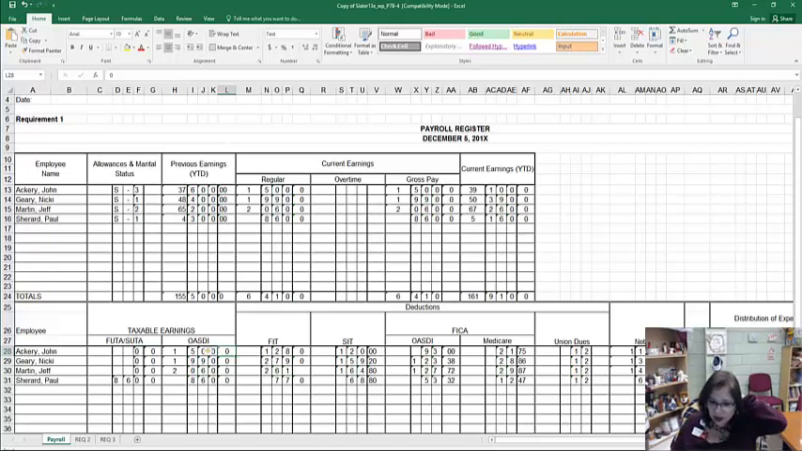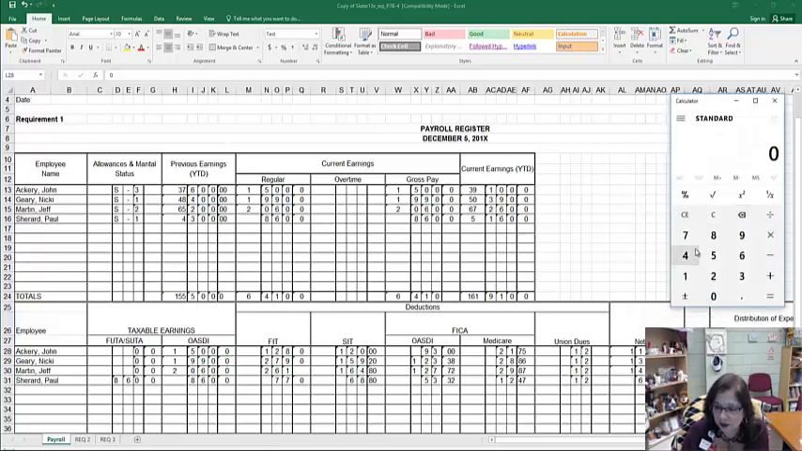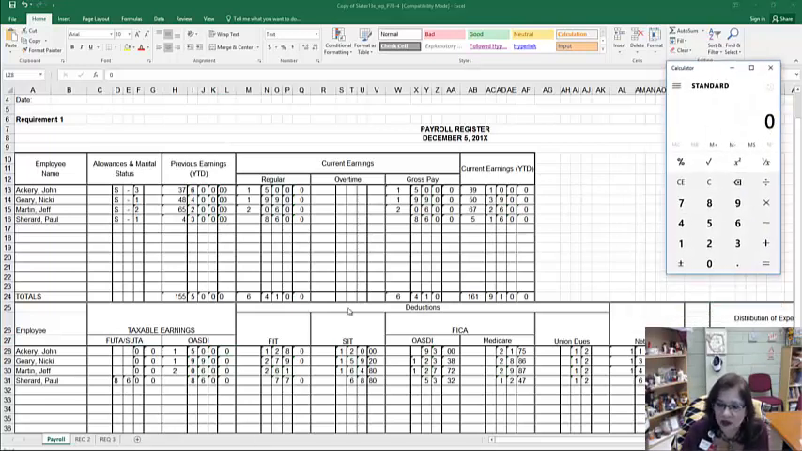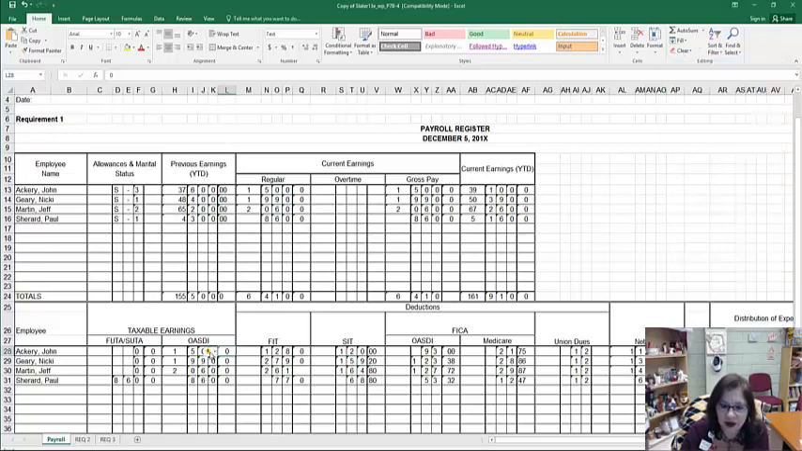So, first thing, one of the first things we're going to do is calculate the information for the FICA and the Medicare, which is these two right here. To show you how to do that so that you're not worried about it, you take your information right here, the information of their earnings.